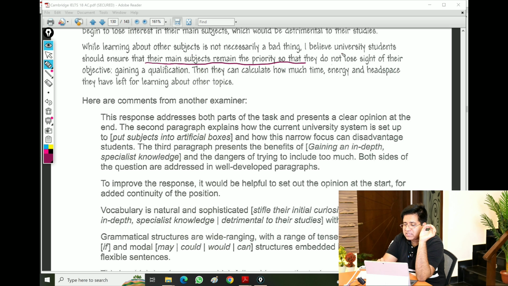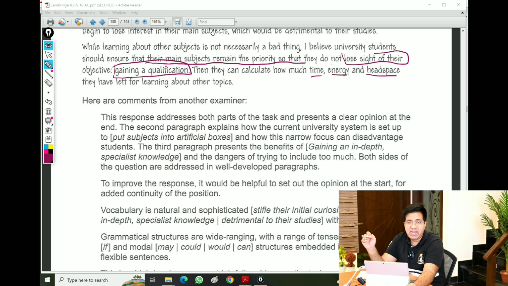Now losing sight is a very good idiomatic phrase. Sight of their objective, gaining a qualification. So we've got a hyphen here, and the objective is gaining a qualification, meaning MBA, marketing, finance, medicine, or whatever they want to do. Then they can calculate how much time, energy and headspace they have left.